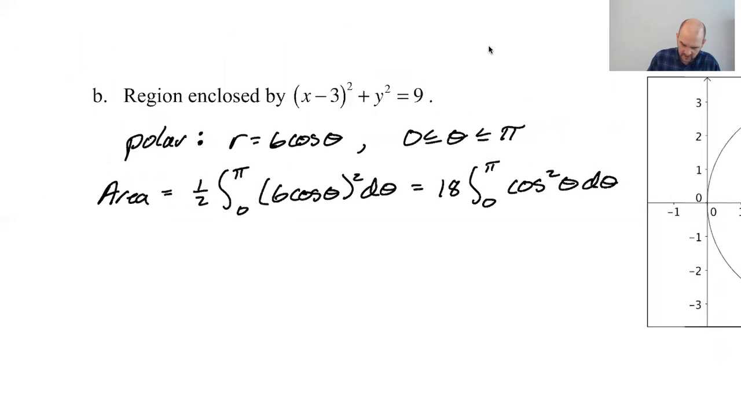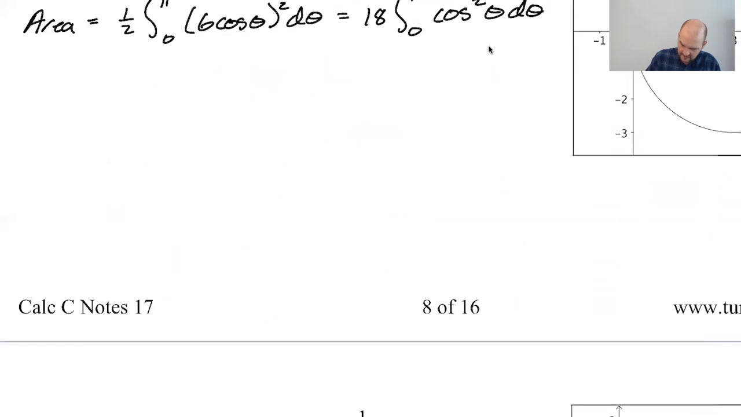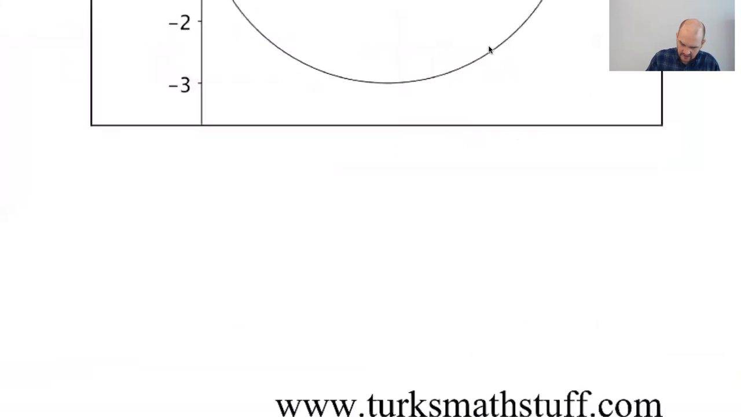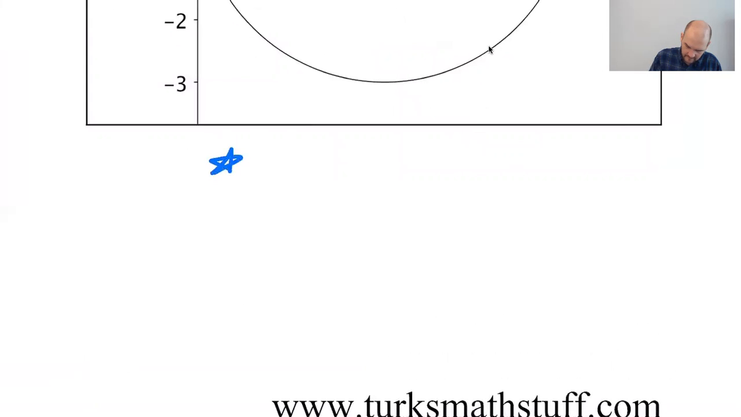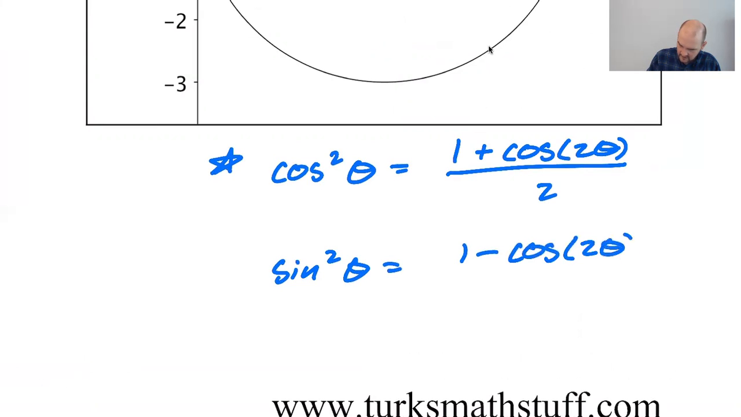So just to really quickly review what you would do there, I'll put these over here. Cosine squared of theta is 1 plus cosine of 2 theta over 2. And then sine squared, when it comes up, will be 1 minus cosine of 2 theta over 2.